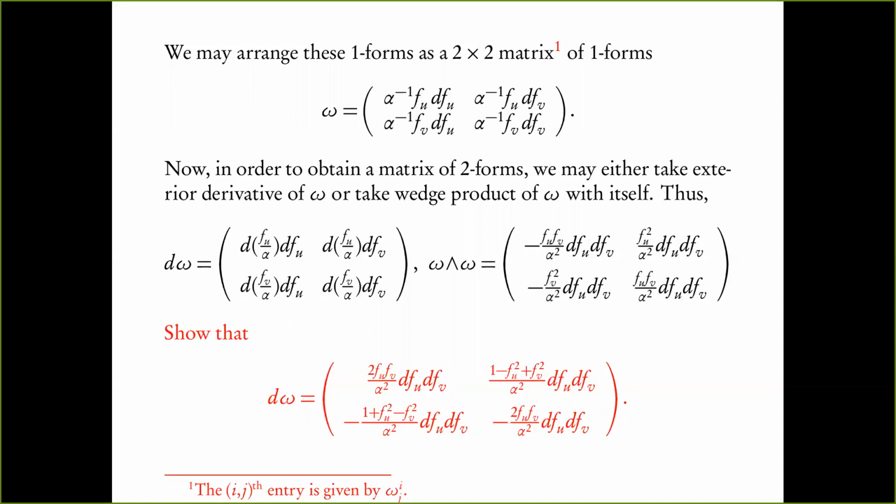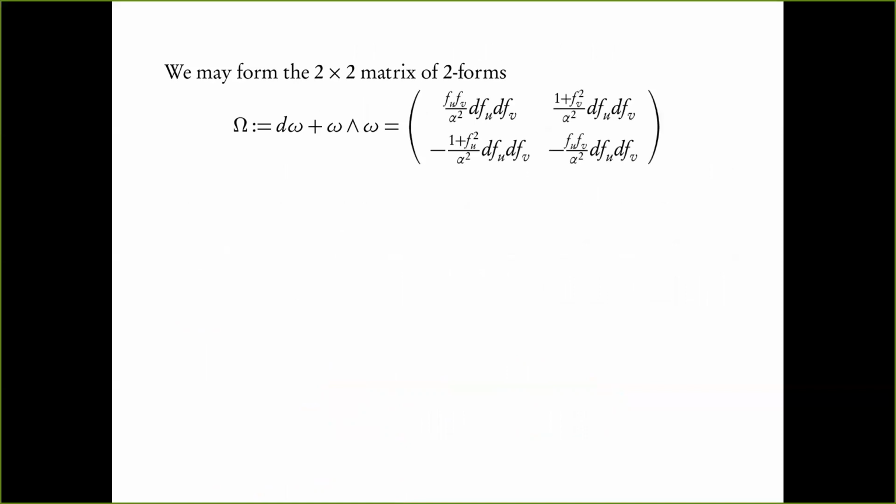So that's just a notational remark, if you want to call it that. So we'll form this matrix of two forms, d omega plus omega wedge omega. What does it look like? It looks like this. Why?